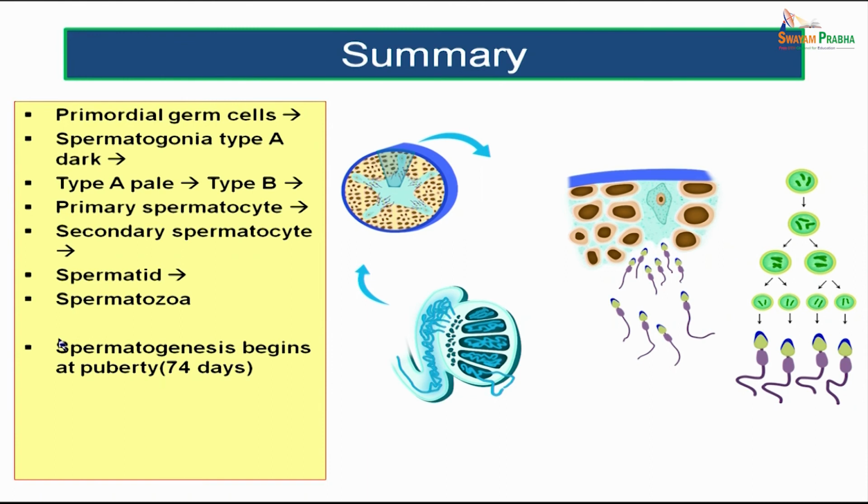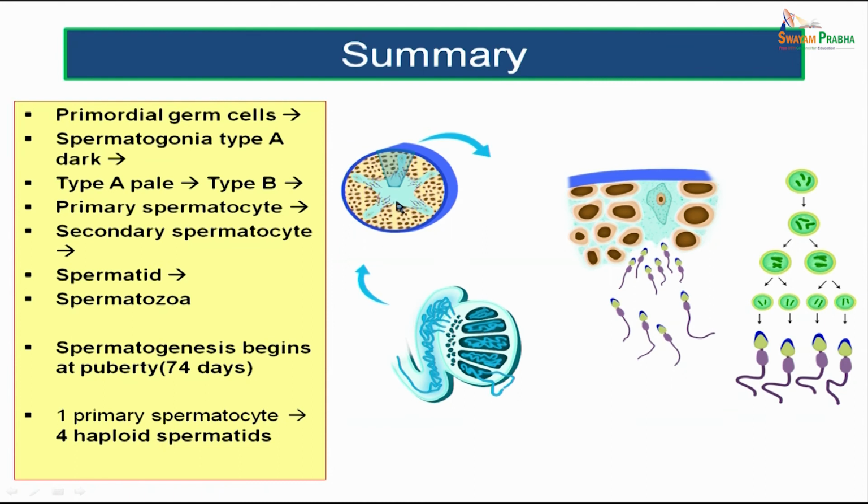Spermatogenesis starts only at puberty. That is a very important point you should keep in mind, because compared to oogenesis, which happens even before birth, spermatogenesis happens only at the time of puberty, and it is said to be an ongoing process till death. But oogenesis is not an ongoing process, and it comes to a standstill at the time of menopause. The time period is usually 74 days, and one primary spermatocyte is capable of forming 4 haploid spermatids.